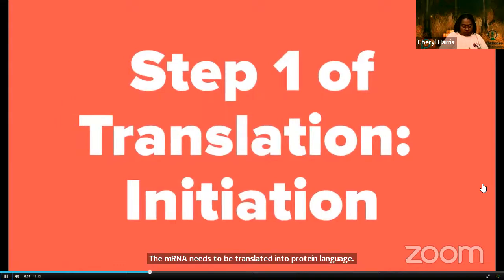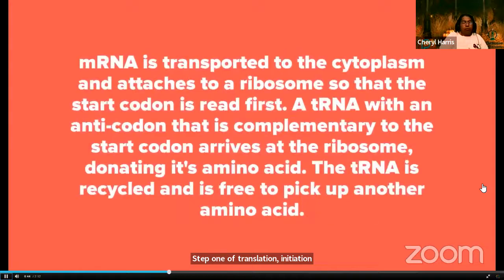Step 1 of translation, initiation. mRNA is transported to the cytoplasm and attaches to a ribosome so that the start codon is read first. A tRNA with an anticodon that is complementary to the start codon arrives at the ribosome, donating its amino acid. The tRNA is recycled and is free to pick up another amino acid.